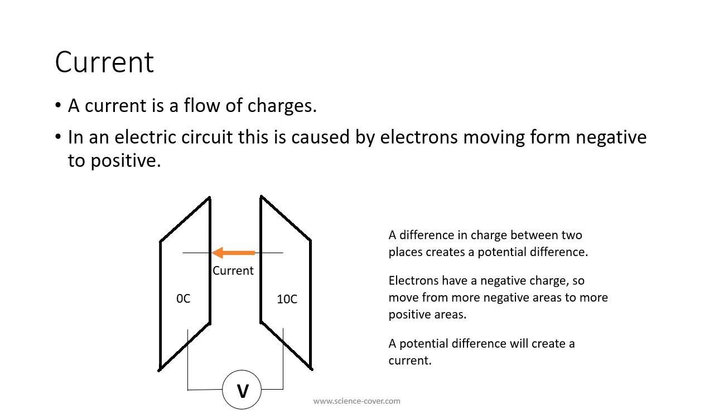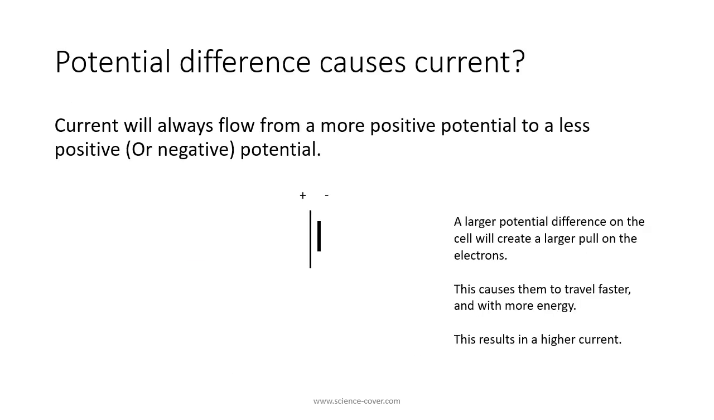And so when we draw current in a circuit, we actually draw the arrows going from positive to negative, and we label this the electric current. In reality, we know that the electrons move the other way. So we know now that potential difference causes current, but also that current flows from positive to negative.